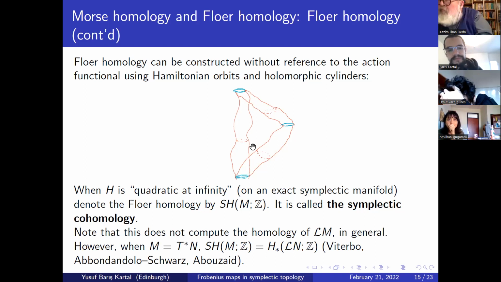I mean, we talked about Morse homology, and the homology of LM. But if you have a cotangent bundle, then, up to some degree shift, the symplectic cohomology is given by the homology of the free loop space. I'm always going too fast, so feel free to interrupt as much as possible.